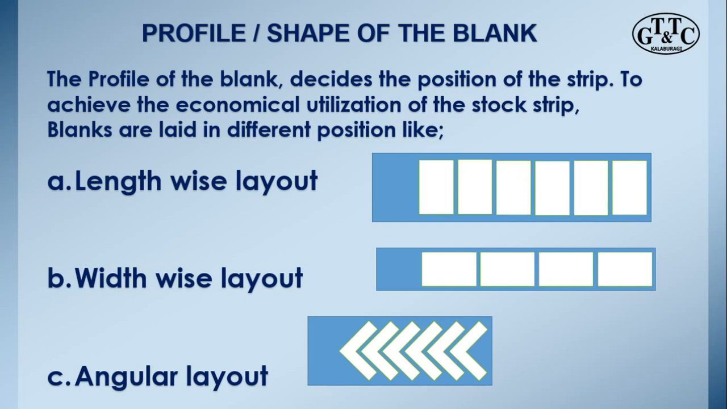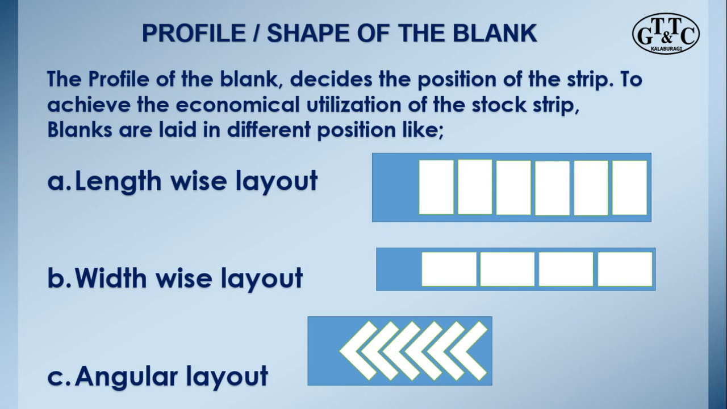Now, the profile or the shape of a blank, I generally call it a blank layout. So blank layout decides the position of the strip and the movement of the strip. In blank layout, the blank can be laid in a different position in order to get the maximum stock utilization and a minimum scrap.